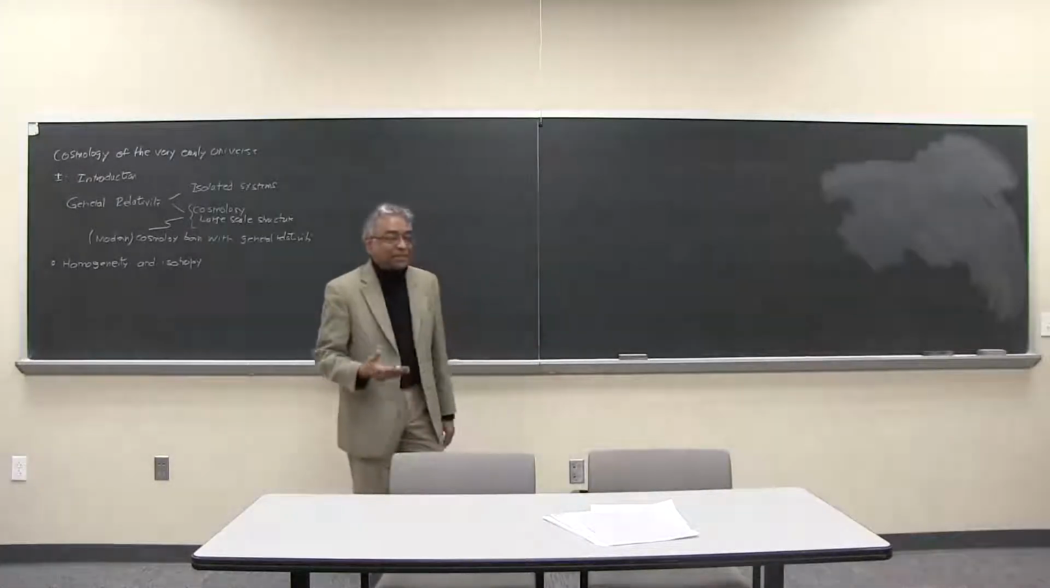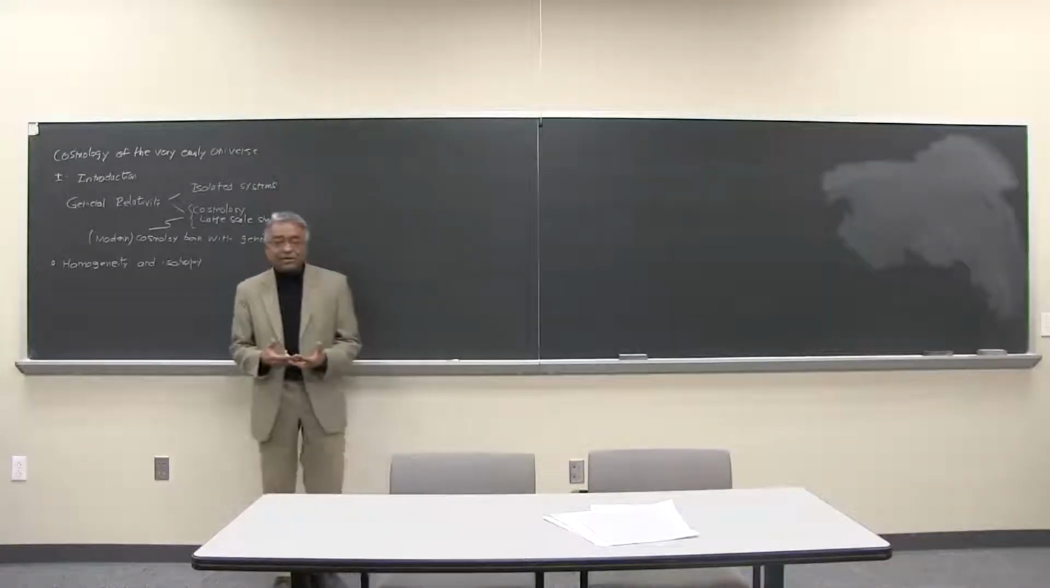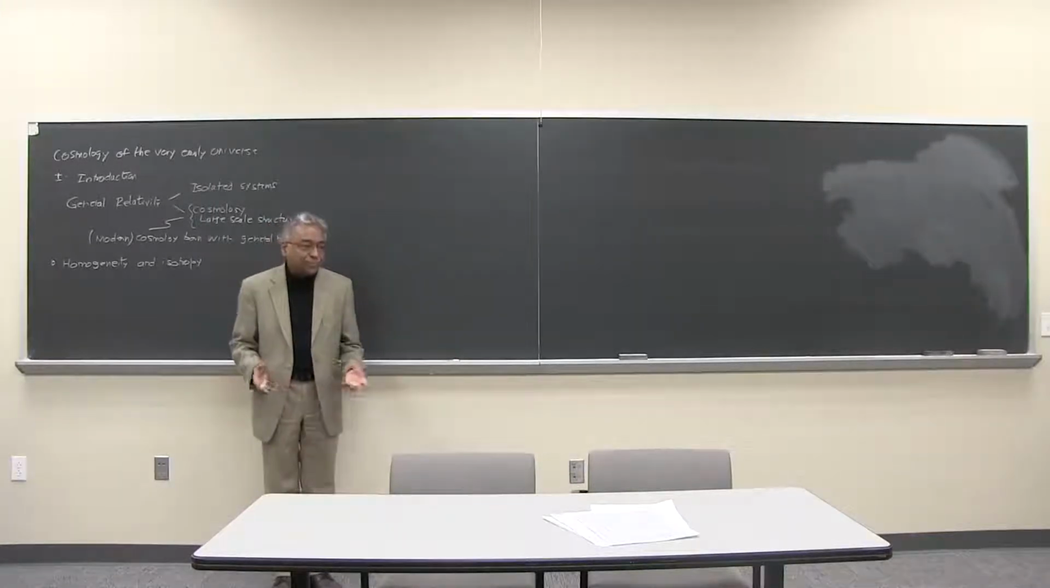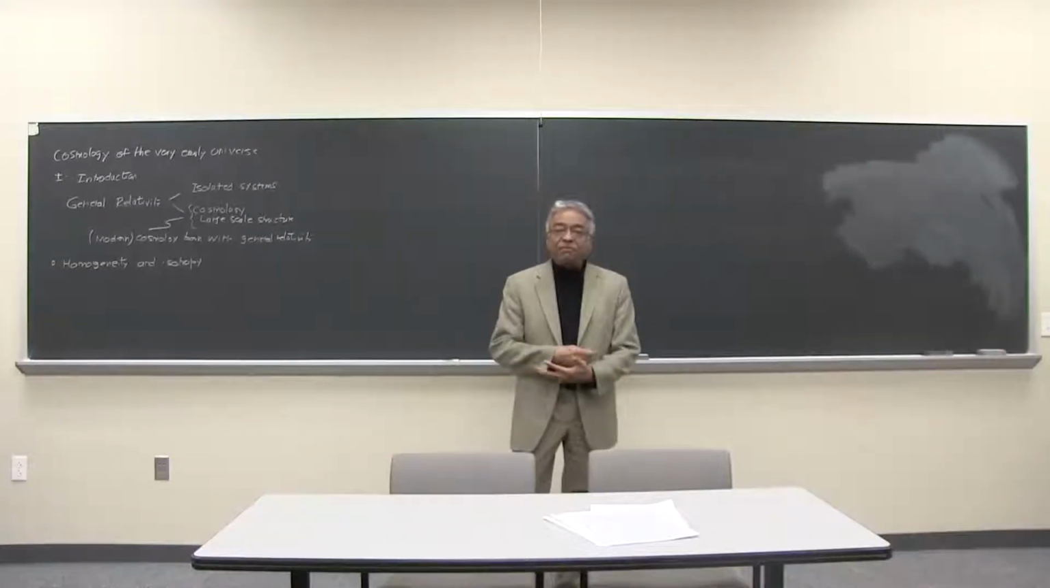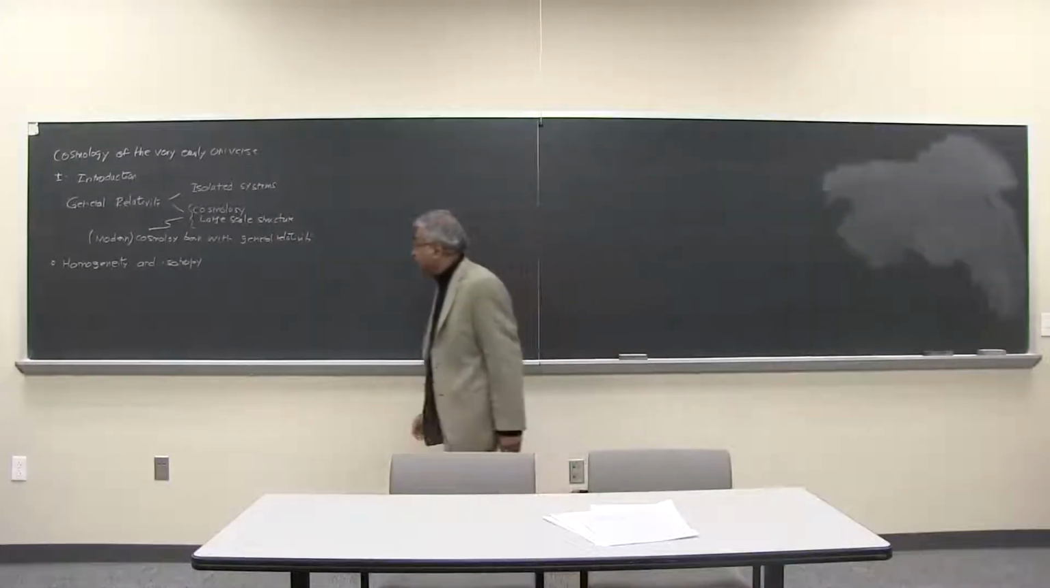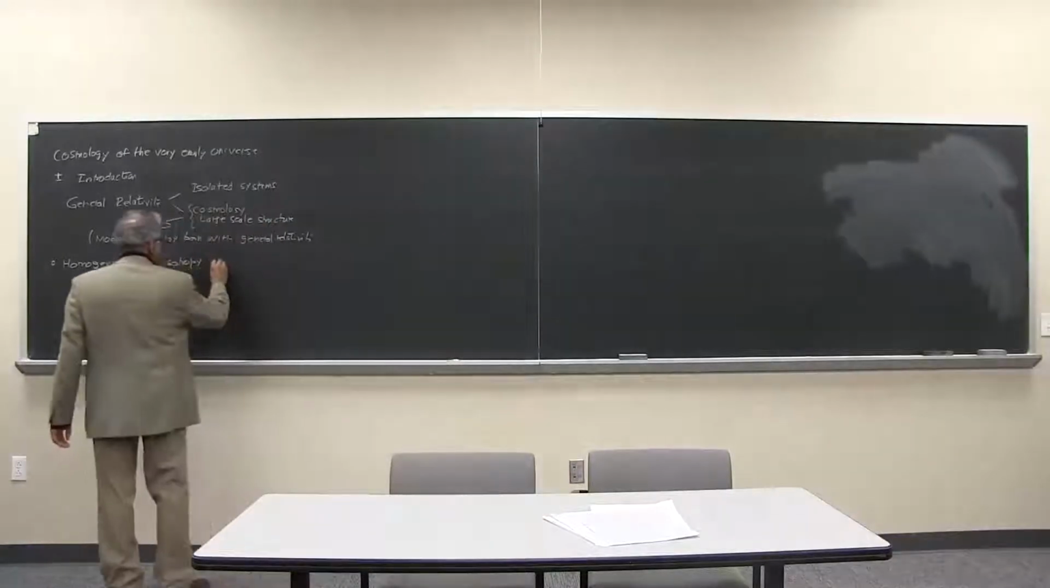With the Copernican principle, we removed ourselves from being the center of the universe, Earth being the center of the universe. And now one is saying, no, there is no preferred place in the universe, and there is no preferred direction in the universe. That is what one is saying. But how do you translate it into mathematics?